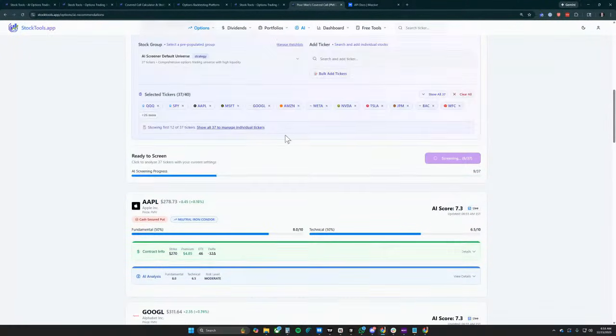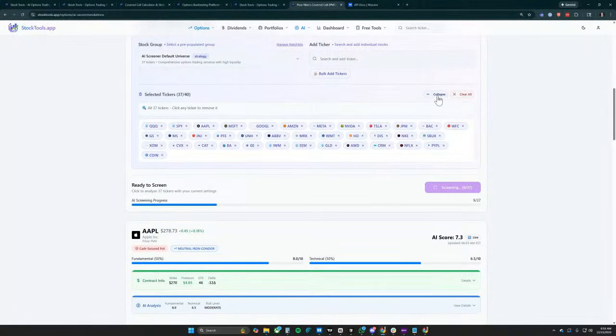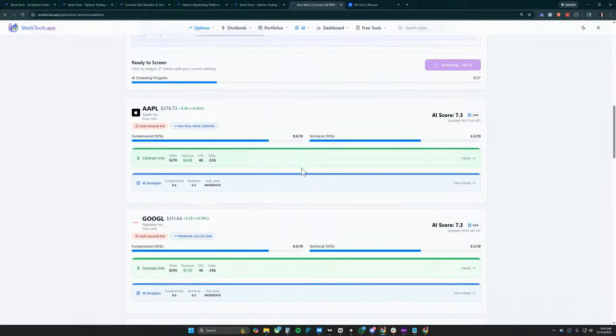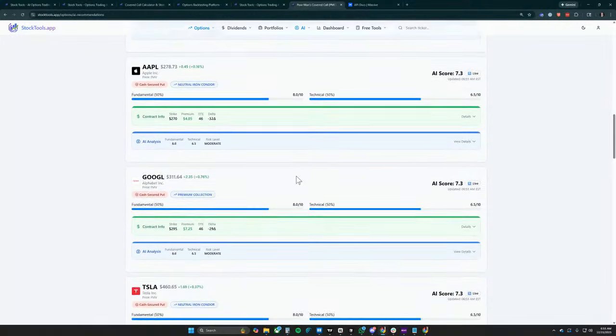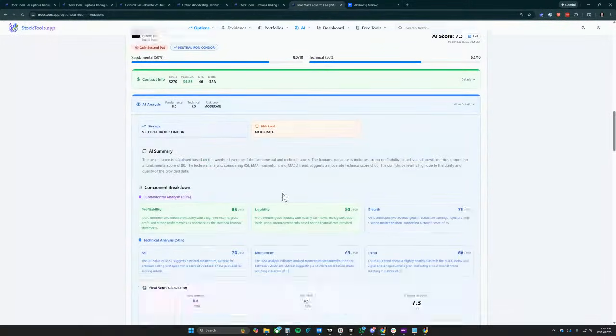And so as it's going through right now, it's individually screening each one of the tickers in this list, and scoring them, and then it's going to rank them all, and then it's actually going to give you a nice breakdown of the analysis, like overall scores weighted, and profitability and RSI and the momentum indicators and the trend.